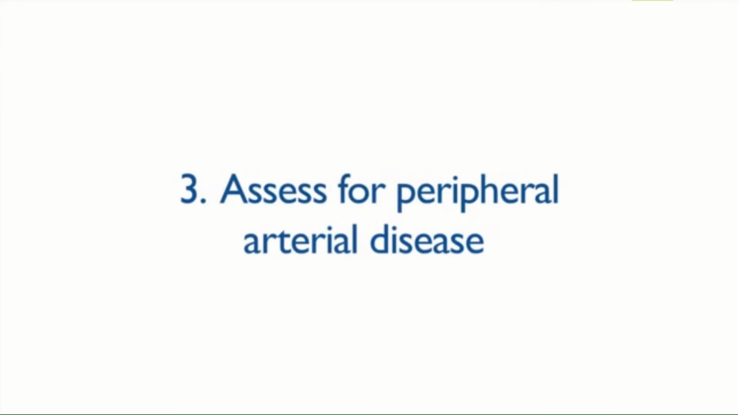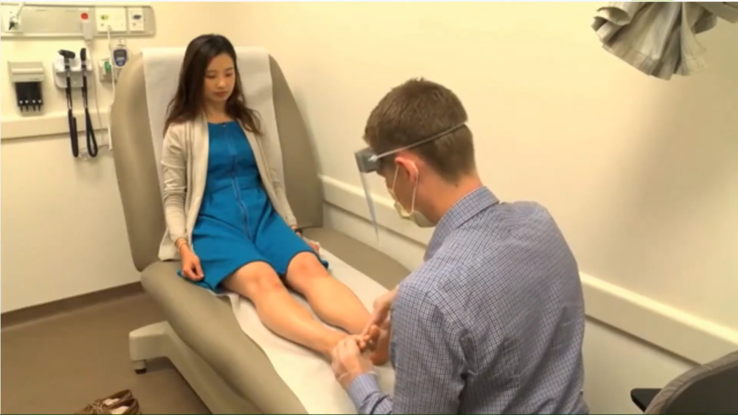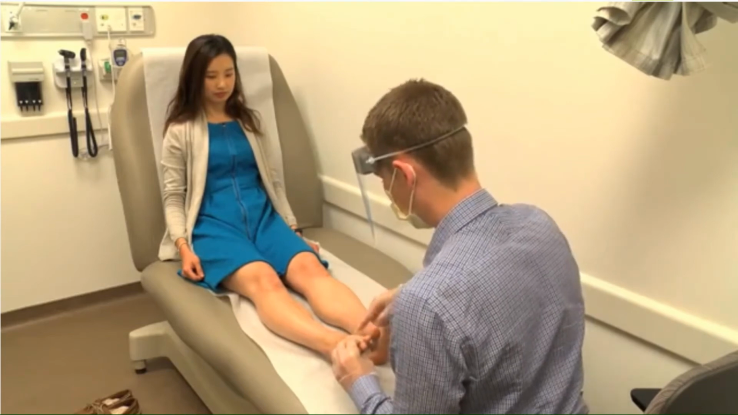3. Assess for peripheral arterial disease. Begin by checking arterial flow in the dorsalis pedis and posterior tibial arteries.